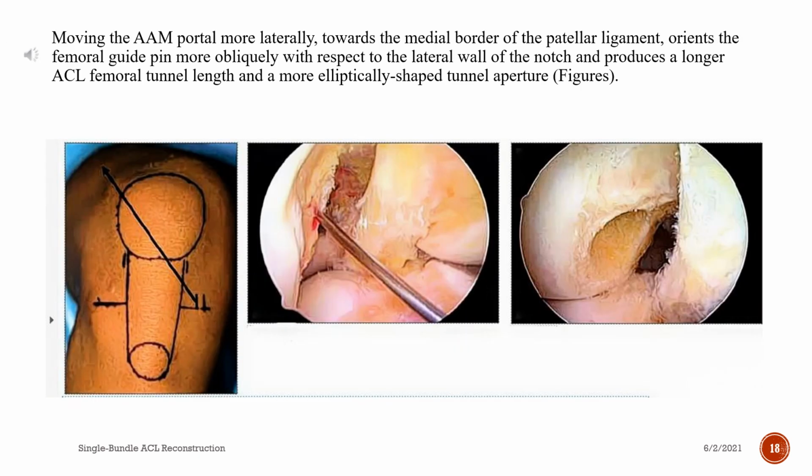Moving the AM portal more laterally, towards the medial border of the patellar ligament, orients the femoral guide pin more obliquely with respect to the lateral wall of the notch and produces a longer ACL femoral tunnel length and a more elliptically shaped tunnel aperture. Figures.